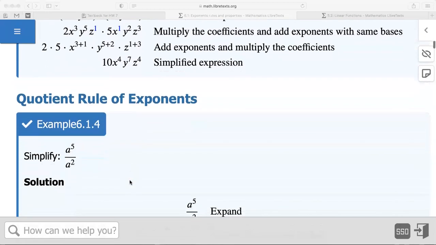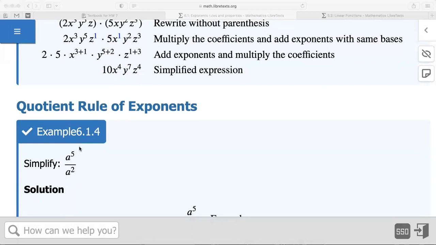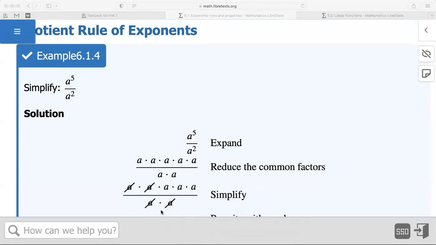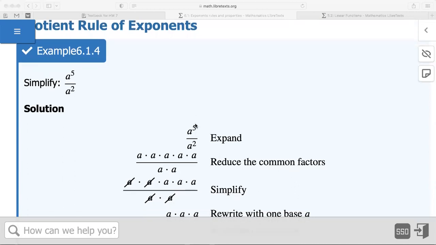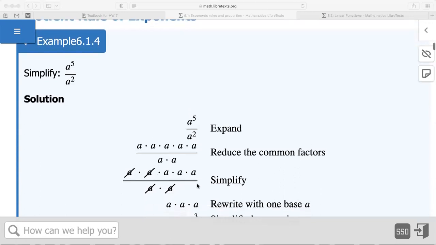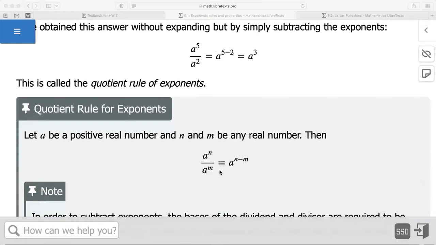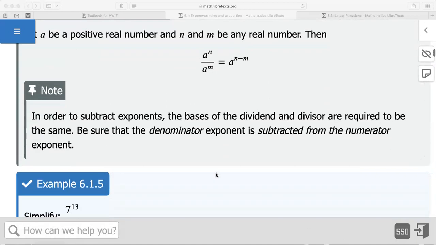Now the quotient rule, so let's take a look here. I have a to the fifth divided by a to the second. That means on top I write 5 a's, and on the bottom 2 a's. As you see, I can cancel the 2, so the answer is a to the third left. So the best way to do this is to take 5 and subtract 2, then I have the answer. That makes it easier. So if the two have the same base and you divide, you take the top and subtract the bottom. That's the quotient rule.